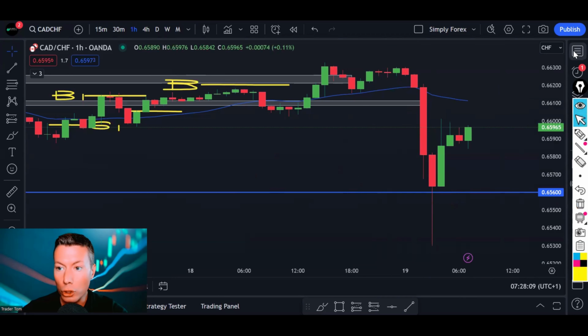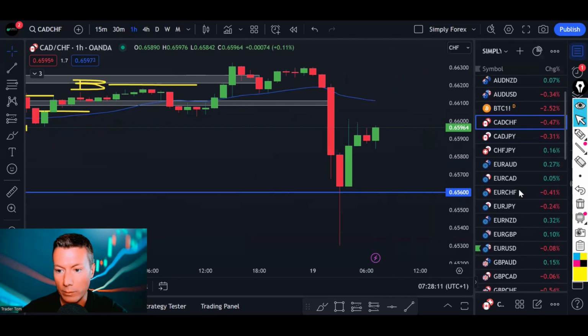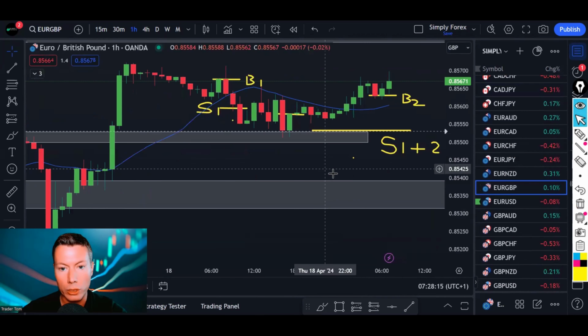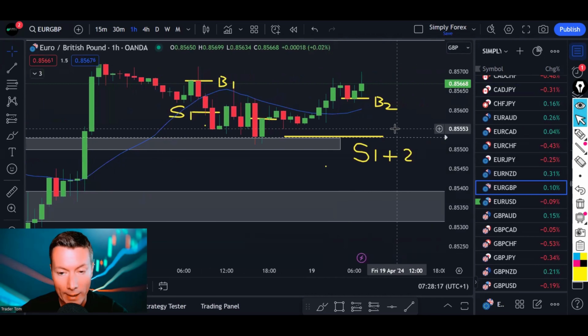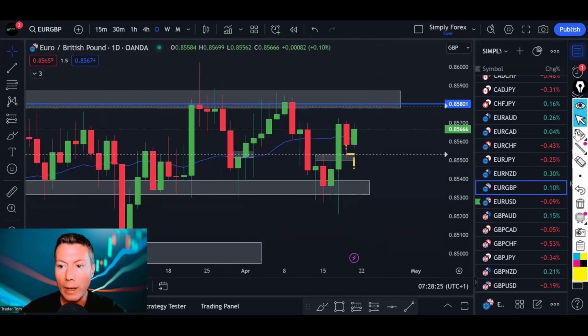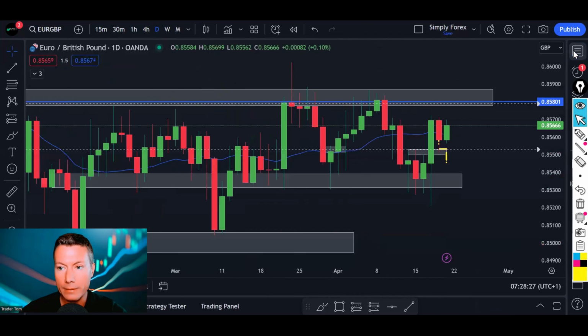Now, let's look at Euro Pound, because that was the next trade we were going to look at. This is in real time as well, and we don't know how this is going to pan out. We'll keep an eye on it. But again, if we start with the day chart, I am with trend.